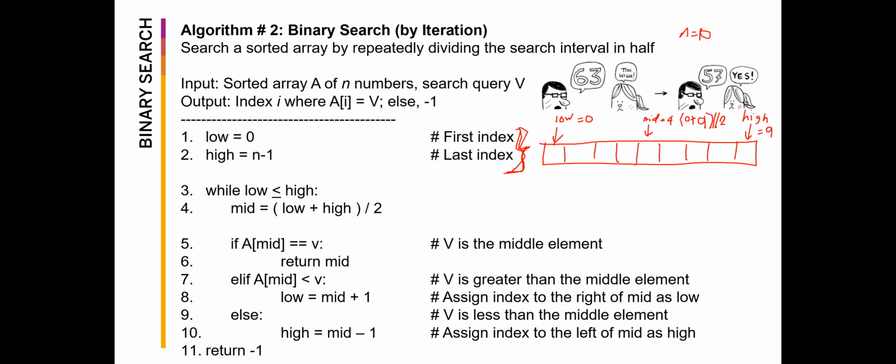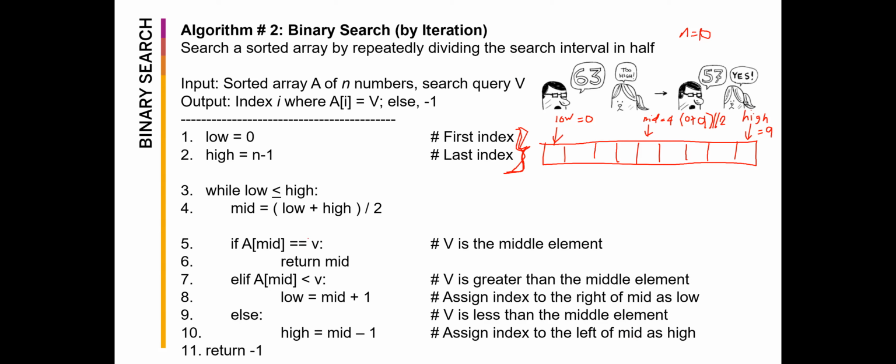Any questions so far? All right. So now we have three pointers: the low, the mid, and the high. What we're searching, basically, is the mid index, which is what Paulo was suggesting. Is it the number 10, is it the number 5, is it the number 7, and so on. So that's the mid index.